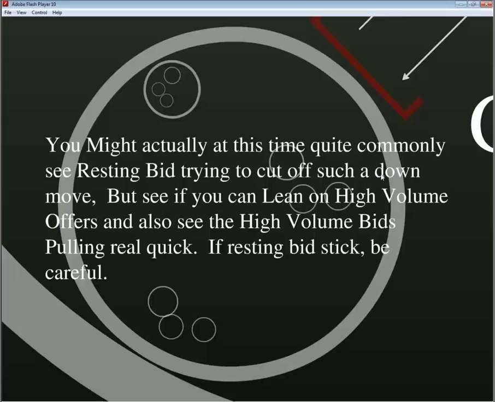You might actually, at this time, quite commonly see resting bids trying to cut off such a down move. But what you need to see is if you can lean on the high volume offers, okay, and also that high volume node on your footprints, and then see the high volume bids pulling real quick. Okay, if the resting bids start to stick, okay, obviously be careful. That might be support, so you don't want to sell into that.